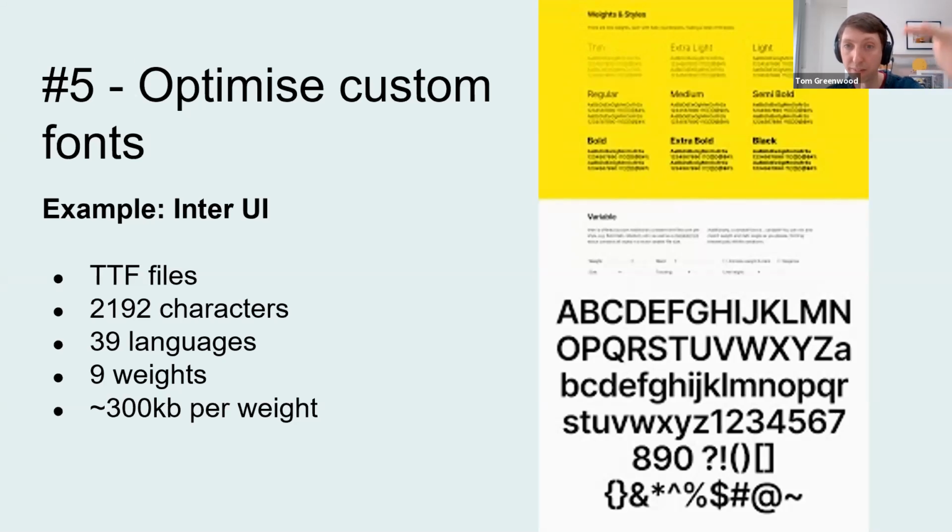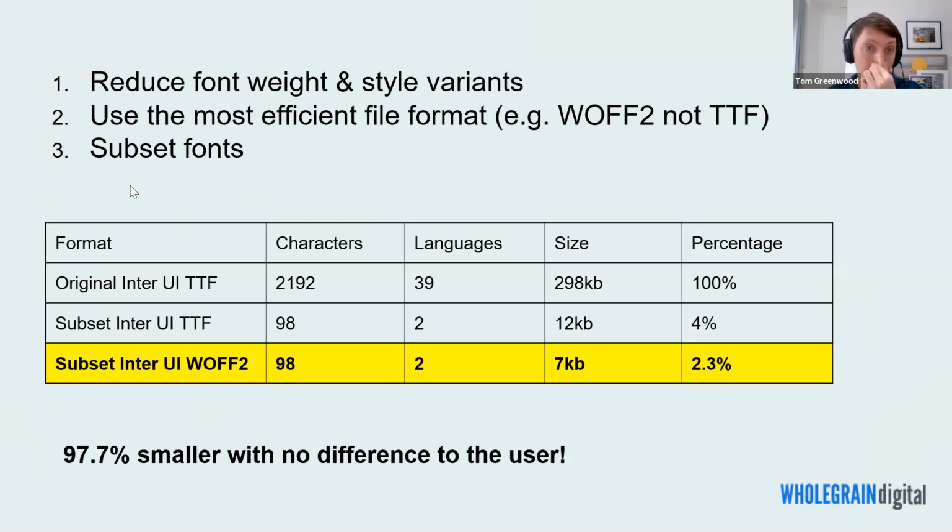There are 9 weights of the font, and you have to download each weight of the font as a different file. So each file is 300 kilobytes. If you had all 9 weights, it'd be 9 times 300 kilobytes, which is much bigger than an entire web page should be if you used all of them. So if we move to the next slide, I think on the next slide I've got an example.